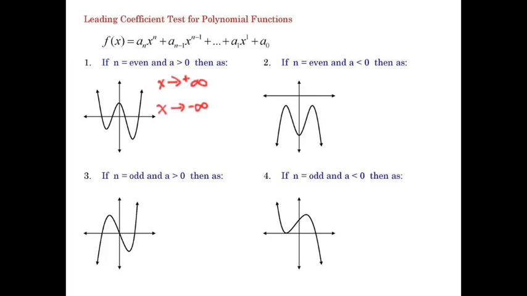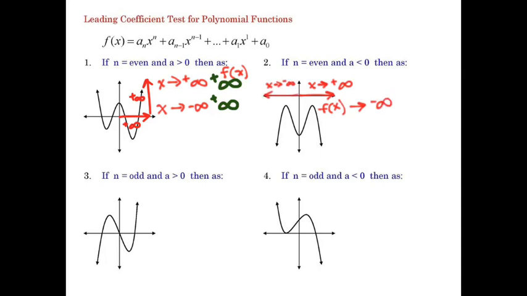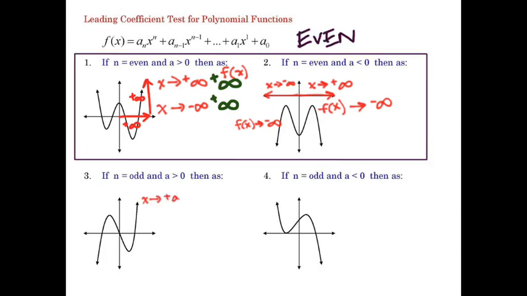We just throw a notation on that. As x goes to positive infinity, f of x goes to positive infinity. As x goes to negative infinity, f of x goes to positive infinity as well. And it's the same idea for the other one. As x goes to positive infinity, f of x goes to negative infinity. As x goes to negative infinity, f of x goes to negative infinity. And these are our even functions, where the degree is an even value. So 2, which would be our quadratics, 4, 6, 8, all the way up.